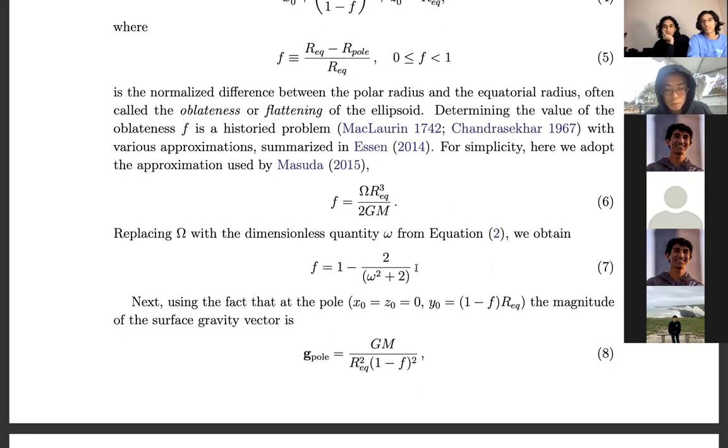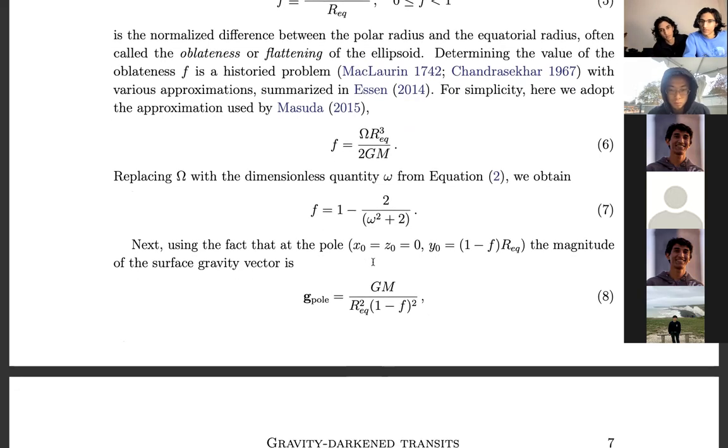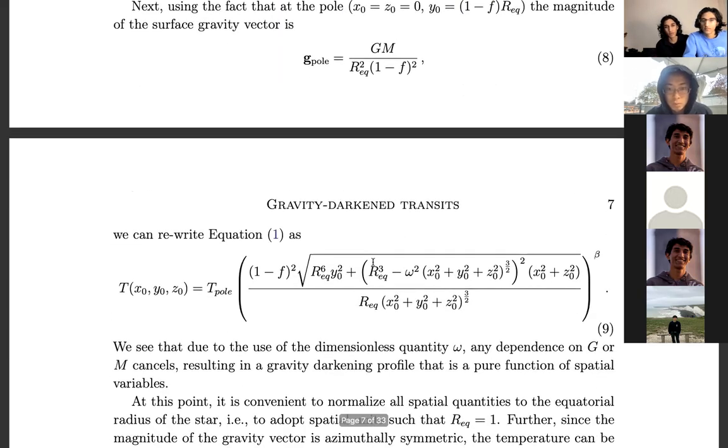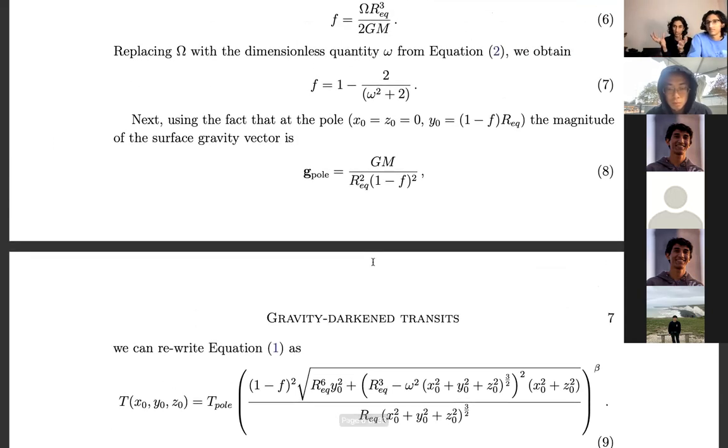But this value f is actually trivially related to this dimensionless omega as well by this relation. Basically, if omega is close to 1, this value f will be about 0.33. That's about how close it can get to 0. And otherwise it'll be very close to 1 if omega is low, right? That's another way of saying the most rapidly rotating stars are about 30% larger at the equator than at the pole.